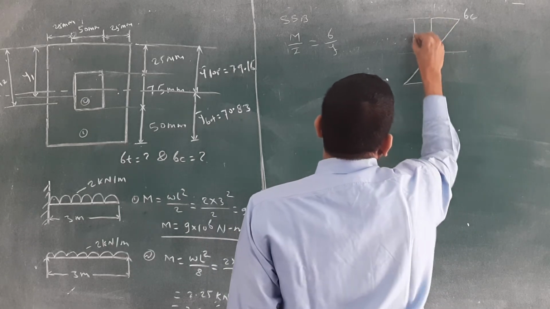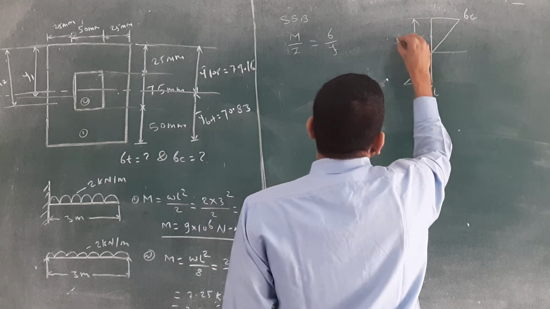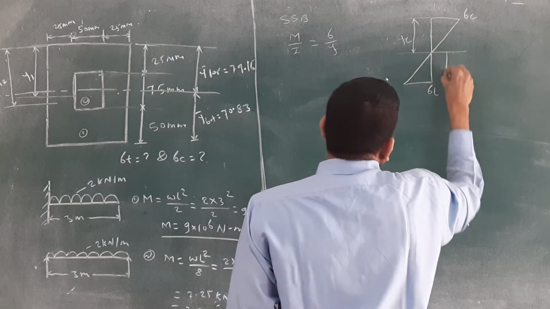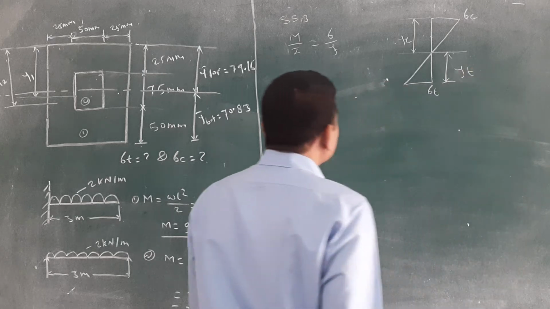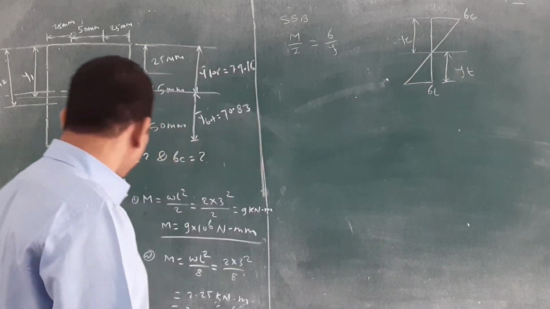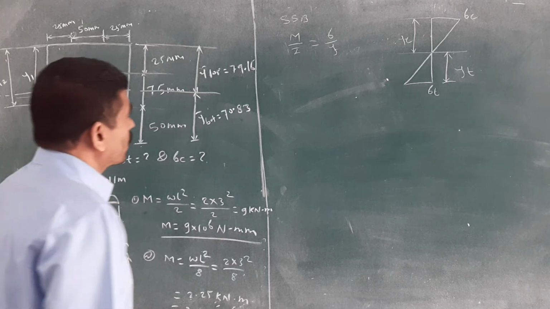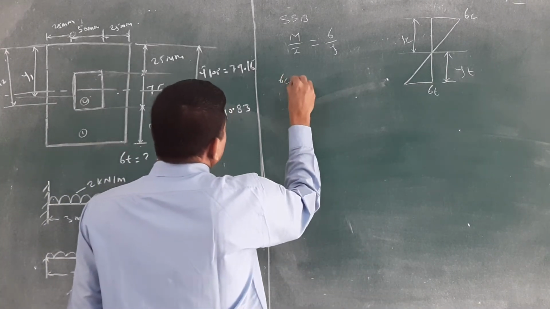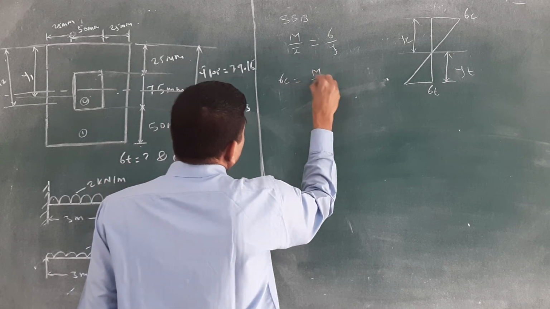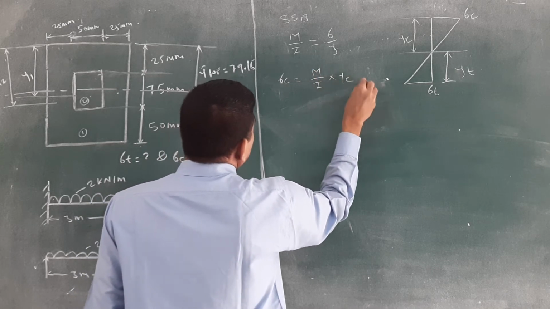Above the neutral axis, again you will get this distance yc, and below the neutral axis you will get the yt. Reverse of the cantilever beam. Okay, then first we will calculate the sigma c. Sigma c is equal to M by I into yc.